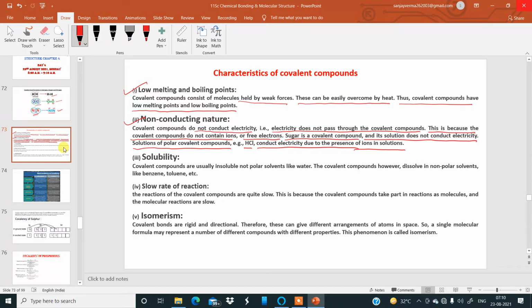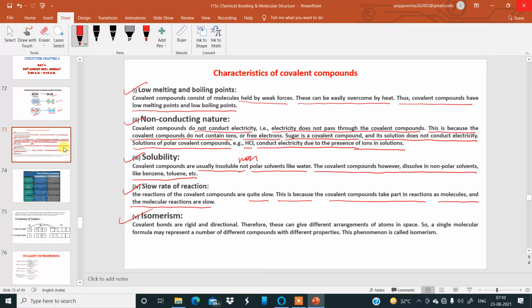Now, solubility, the important ones I'm discussing. Covalent compounds are usually insoluble in polar solvents like water. The covalent compounds, however, dissolve in non-polar solvents like benzene or toluene, which are organic solvents. The next characteristic is slow rate of reaction. In the reaction of covalent compounds, they are quite slow. This is because the covalent compounds take part in reaction as molecules, and molecular reactions are slow.